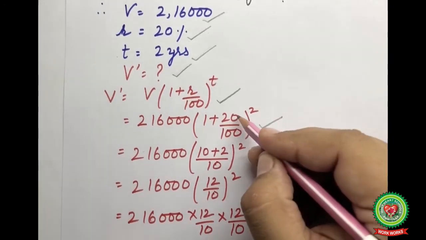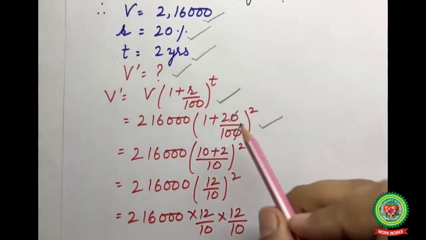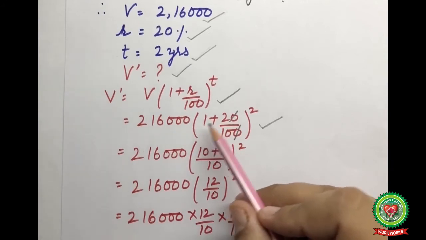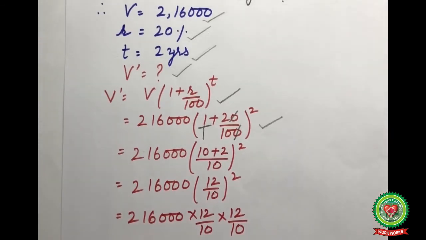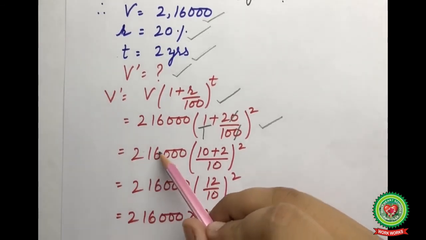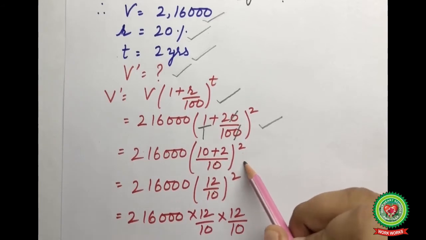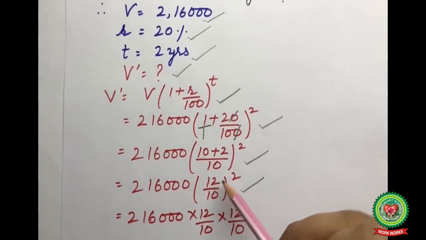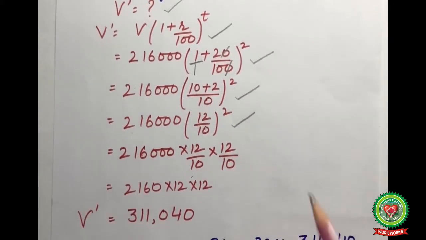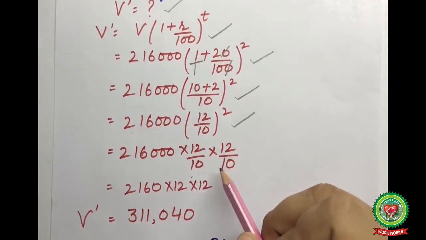Now students, we are going to do the cuttings of zeros only. No other cuttings we are going to do. Now after cutting, the next step is we are going to take the LCM. So the LCM of 1 and 10 will be 10. So on taking LCM, we get the next step as 2,16,000 bracket 10 plus 2 upon 10 raised to power 2. So that is 2,16,000 bracket 12 upon 10 raised to power 2. So now we are going to write 12 by 10 2 times. So we get 2,16,000 into 12 upon 10 into 12 upon 10.